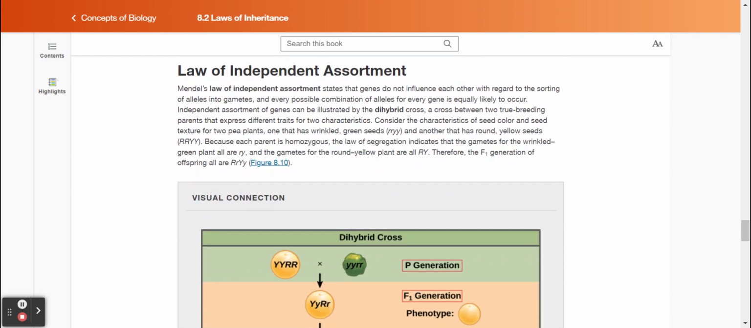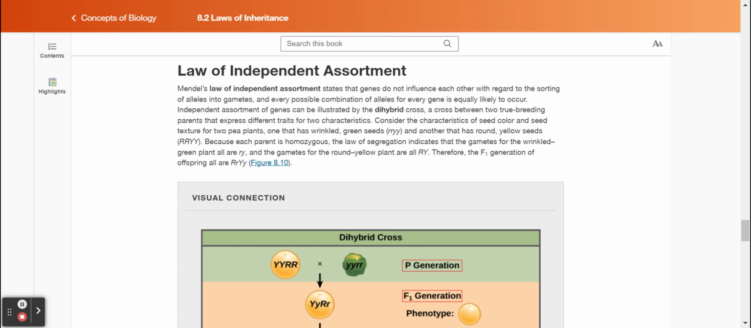Law of independent assortment. Mendel's law of independent assortment states that genes do not influence each other with regard to the sorting of alleles into gametes, and every possible combination of alleles for every gene is equally likely to occur. Independent assortment of genes can be illustrated by the dihybrid cross, a cross between two true breeding parents that express different traits for two characteristics.